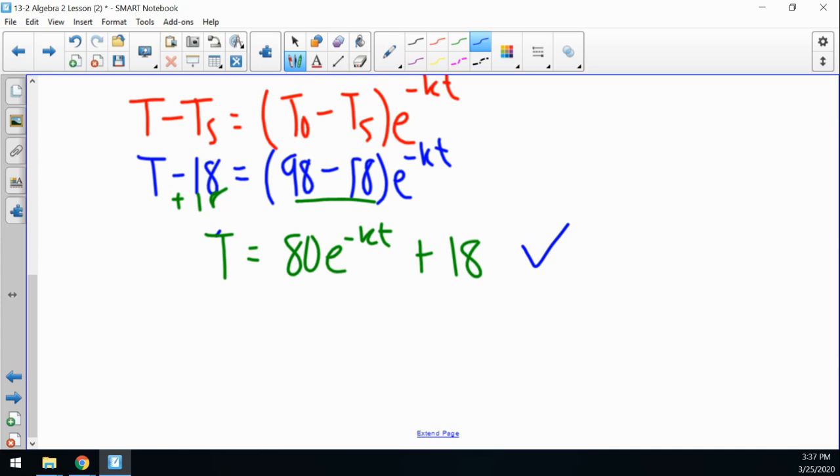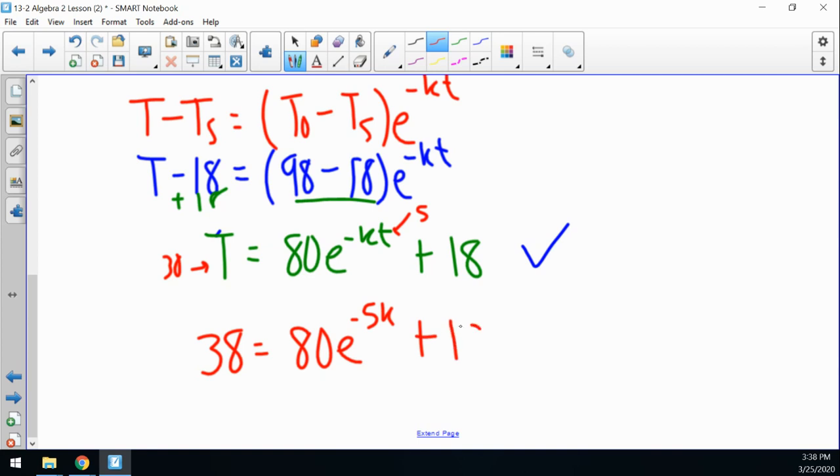Now what I can do is figure out what k is, because that's really what we're trying to figure out. Once we figure out k, then we can solve for T. We have to solve for k and then for T. So at time 5, when t is 5, this is going to be 38. We're going to say 38 is equal to 80 e to the negative 5k power plus 18.